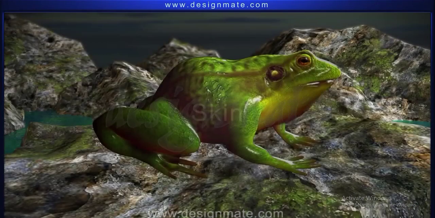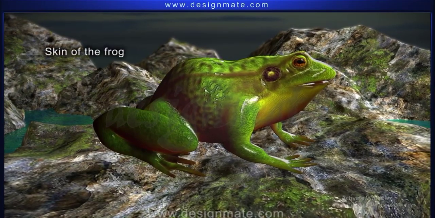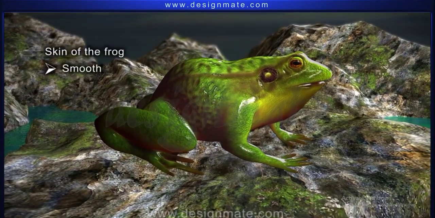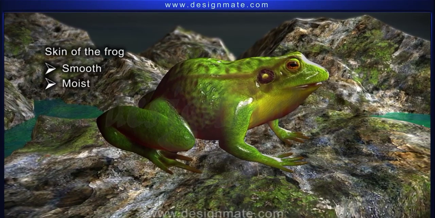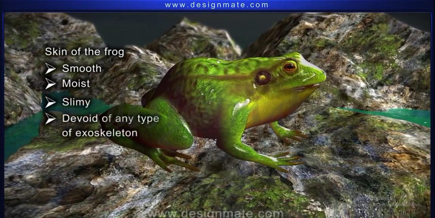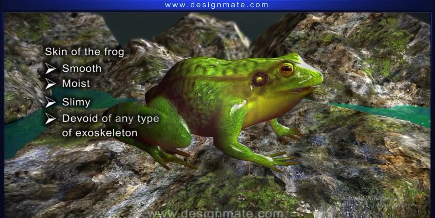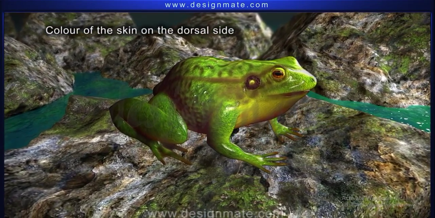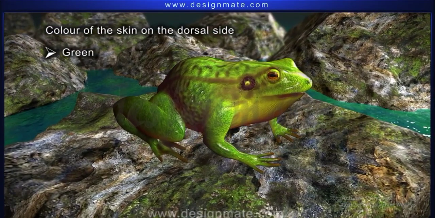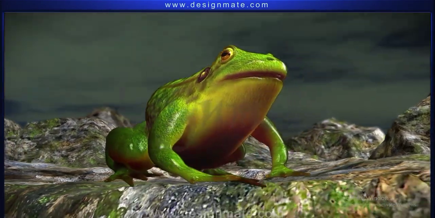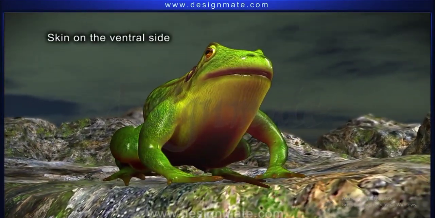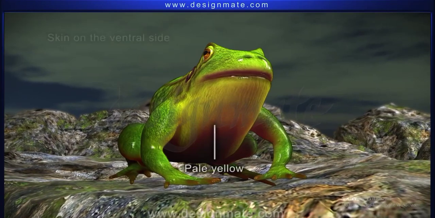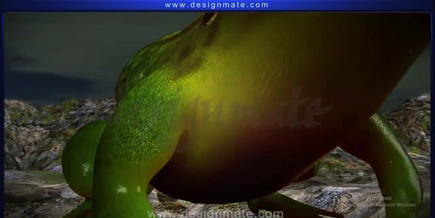Skin. The skin of the frog is smooth, moist, slimy, and devoid of any type of exoskeleton. Normally, the color of the skin on the dorsal side of the body is green with irregular black and yellow spots. The skin on the ventral side of the body is white or pale yellow.